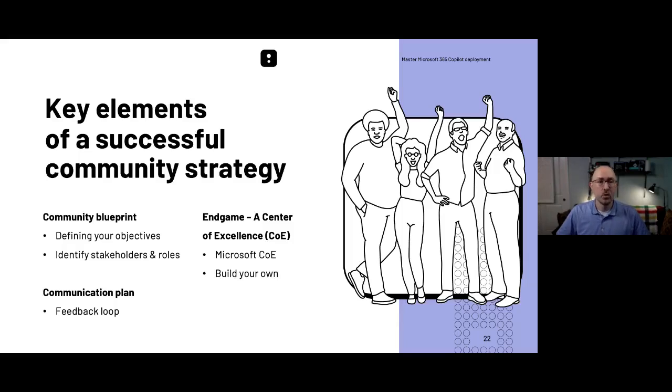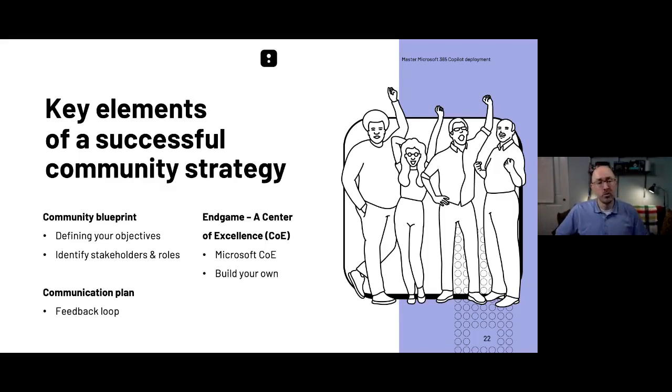For a successful Copilot deployment, you do need a community strategy. A community is a place for all of our Copilot participants to come together and share information. Essentially, we're going to create a Copilot silo, one stop for everything Copilot related, whether that's questions about use case, questions about how-tos, but also working with technical issues, as well as sharing success stories.